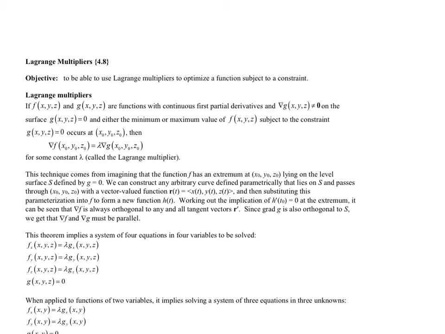Working out the implication of h prime of t sub 0 equals 0 at the extremum, it can be seen that the gradient is always orthogonal to any and all tangent vectors r prime. Since the gradient of g is also orthogonal to S, we get the gradient of f and the gradient of g must be parallel.